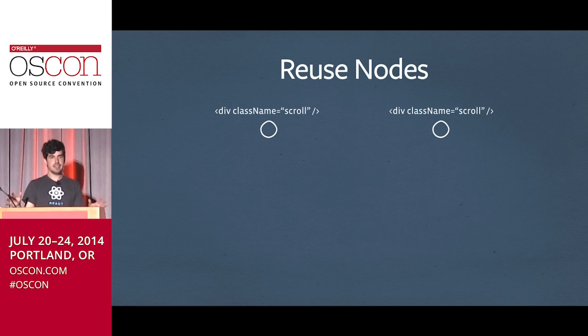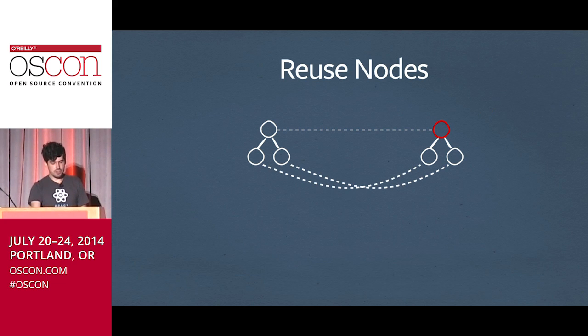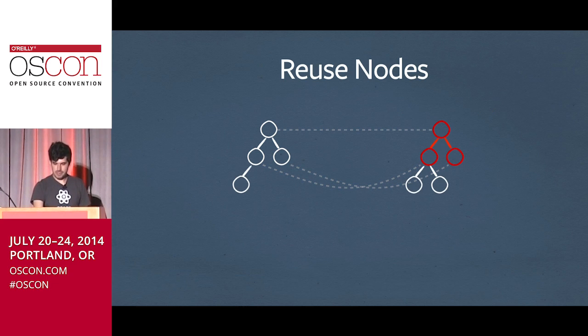So let's say in our first render, we render a scrollable div. And in our second render, we render another scrollable div. Then we're going to see that, oh, it's the same element. And so we are going to say, oh, this is the same, so I'm going to destroy the newly created one and just use the old one that's already in the DOM. So we're going to do that for all the tree, and it's working well.